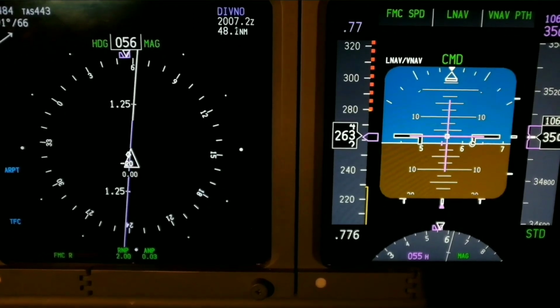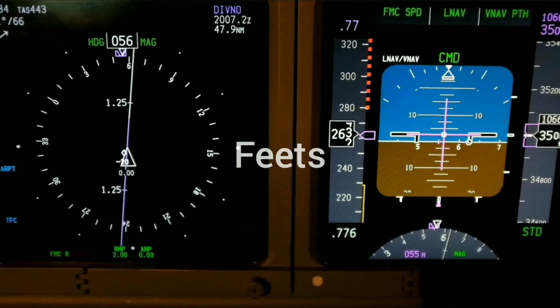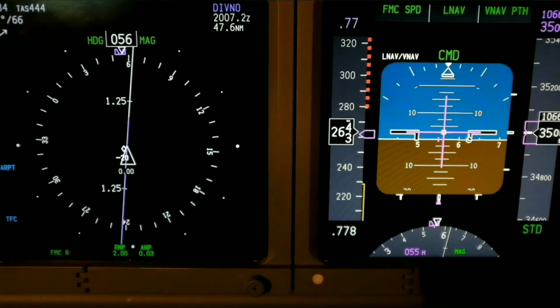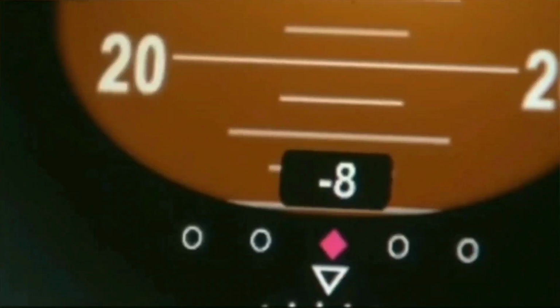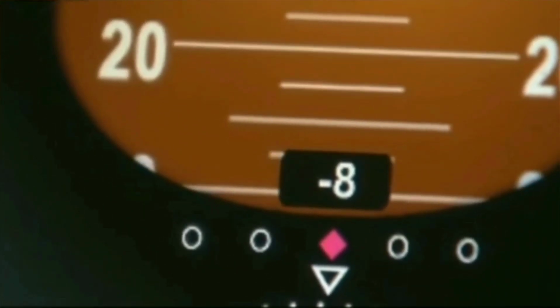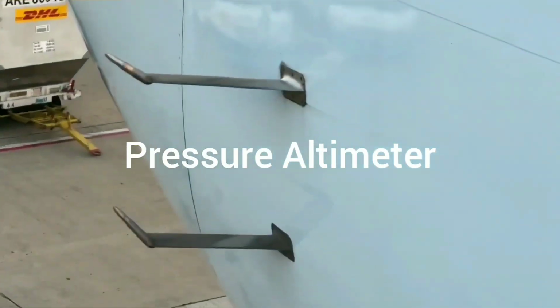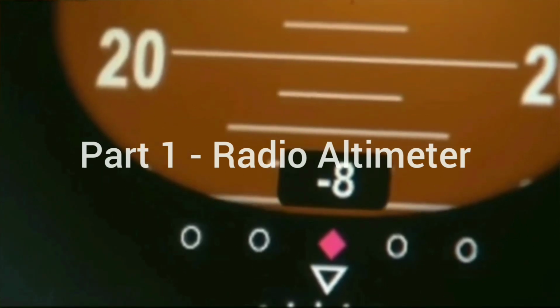Altitude of the aircraft is measured in feet. It is measured by two separate altimeters. One is the radio altimeter, whereas the second is the pressure altimeter. In this part of the video, we will be talking about the radio altimeter.